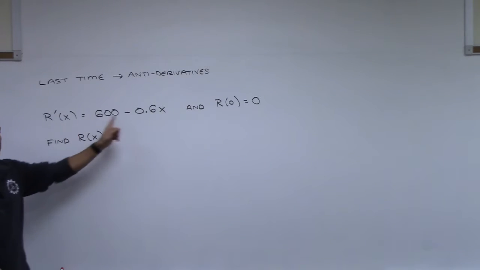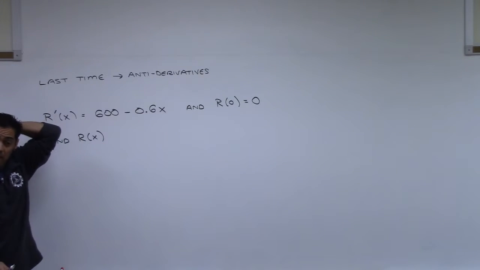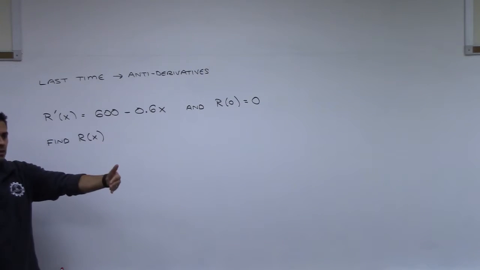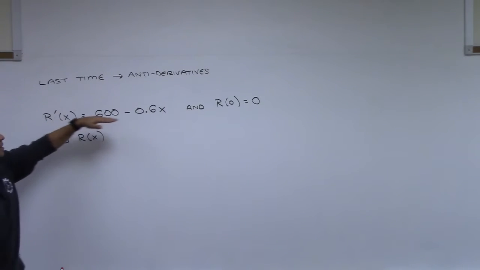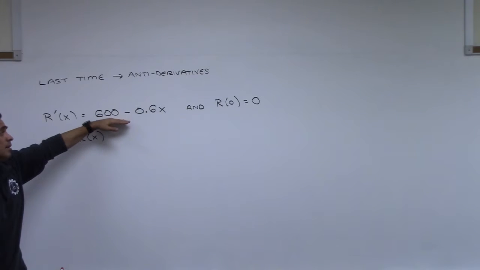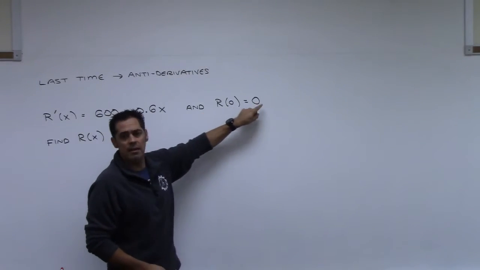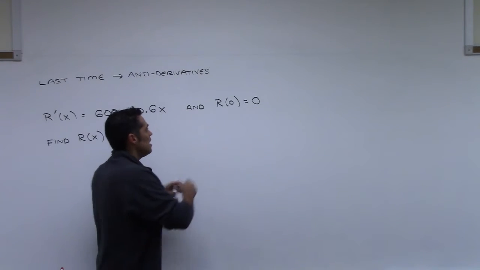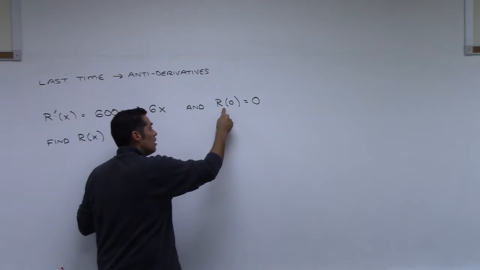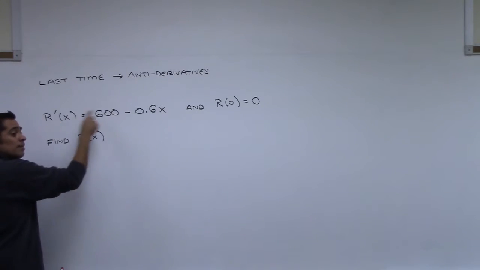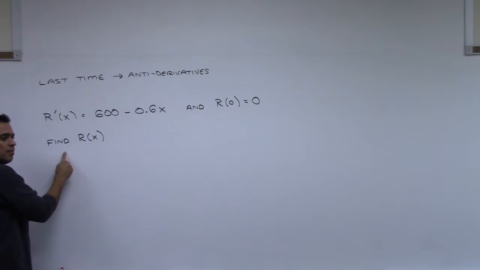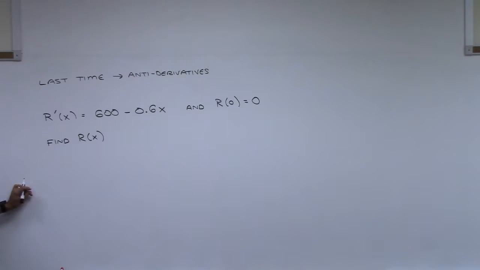I'm giving you the derivative of a function, right? So this is different than in the past. In the past, I've given you a function, asked you to find its derivative. Now I'm giving you the derivative, and then I'm telling you that the function r, when you plug 0 in, it spits out 0. So notice that I'm giving you information about the function r, and I'm giving you information about the derivative of r, right? And then I'm asking you for the r function. Like, what is the r function? So how can we go from the derivative back to here?